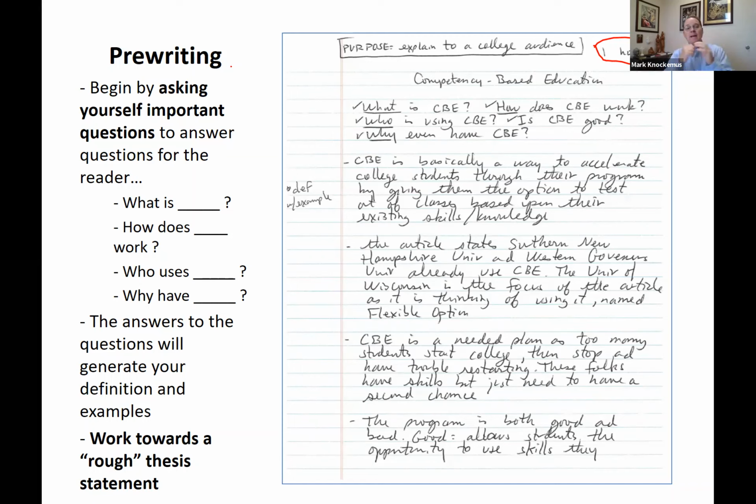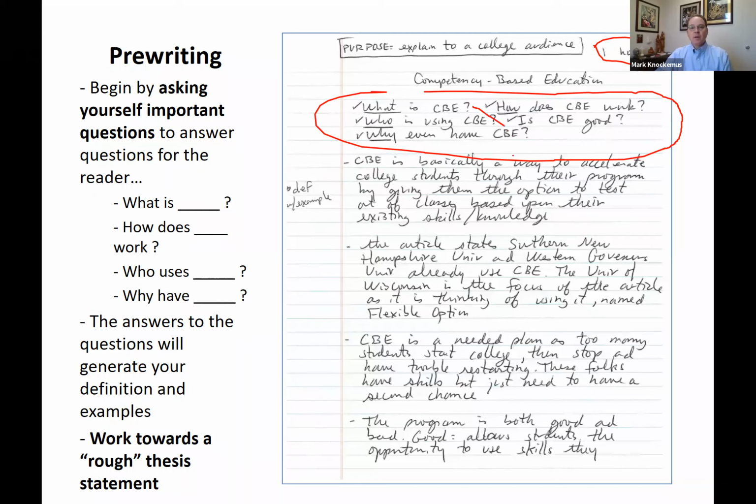First thing you want to do is ask yourself important questions to answer for the reader. So that's what you see up here at the top. I just jotted down some different questions that I know I'm going to have to address. For example, what is blank? How does blank work? Who uses blank? Why have blank? You might use some of those to get started. You might come up with your own questions to address, and that's great. The answers, right, so here's my questions, and then based upon my questions, I get answers.